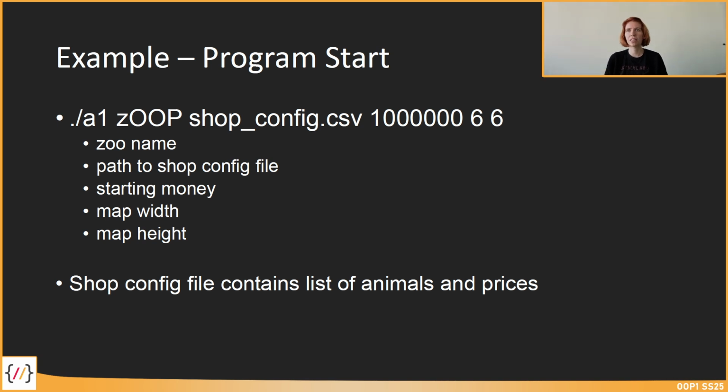Let's take a look at an example of the program. So here we have an example program start. The program is started with 5 parameters. First of all, there's the name of the zoo. Then you have a config file that you need to parse, which contains a list of animals and prices. So this is the shop that you then can buy animals from in your program. Then you have an amount of starting money, how wide the zoo should be and how high the zoo should be. So this is how you start the program.